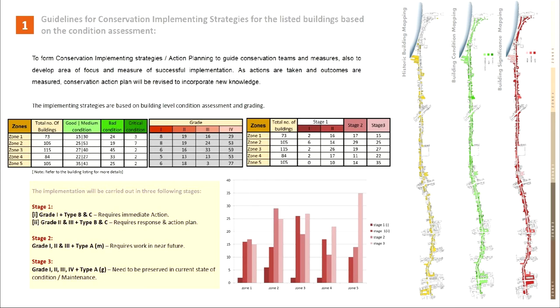The implementation strategy has 3 stages based on the combination of grading and building condition. The priority is given on the basis of building grade and the conservation action on the basis of the building's present state of condition. Stage 1, grade 1, type B and C requires immediate action.